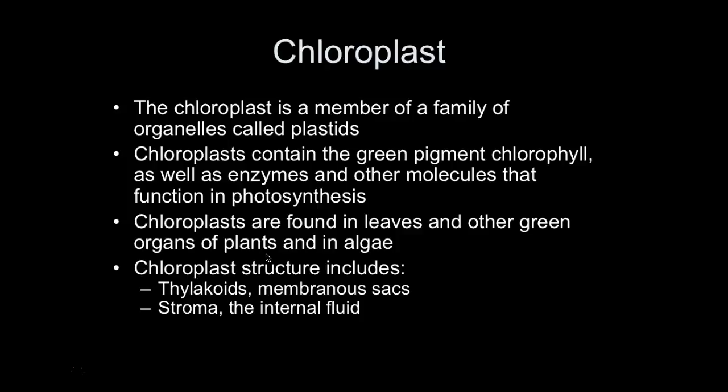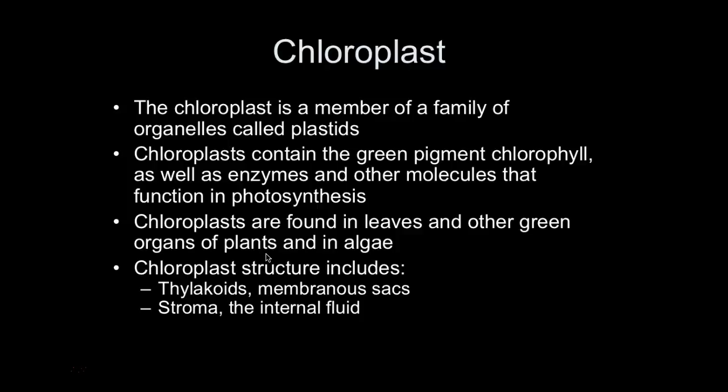The chloroplast is a member of a family of organelles called the plastids. Chloroplasts contain a green pigment called chlorophyll, and when we get to photosynthesis, we'll study the various types of chlorophyll and the different pigments associated, the different colors associated with the different types of chlorophyll. Chloroplasts are found in the leaves and also in other green organs of plants and the blue-green algae.